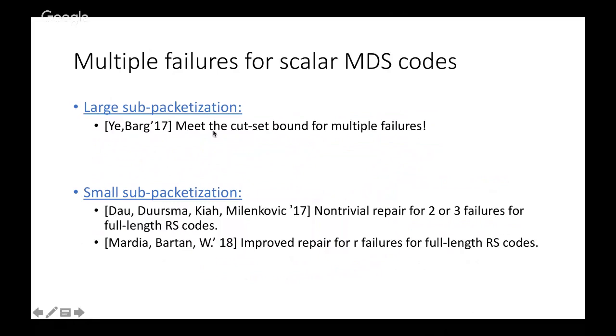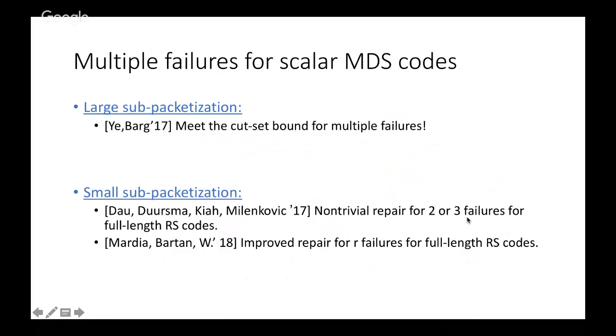Very recently, Ye and Barg showed that you can actually meet the cut set bound for multiple failures. There's a version of the cut set bound for multiple failures, and they showed that Reed-Solomon codes can meet it, which is super cool. Again, this requires really large subpacketization. If you want to look in the small subpacketization regime, much less is known. There's a recent paper by Dau et al. where they give a non-trivial repair scheme for 2 or 3 failures.